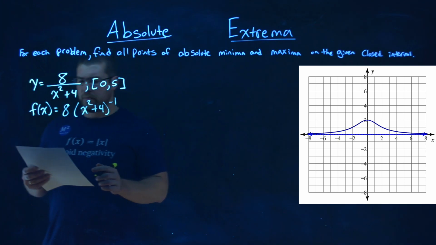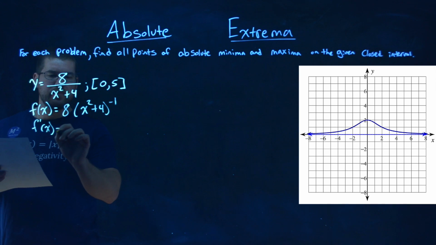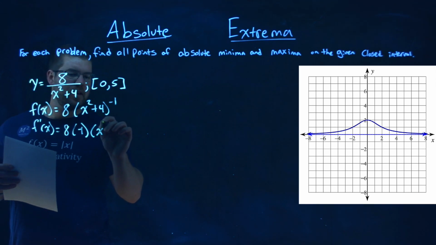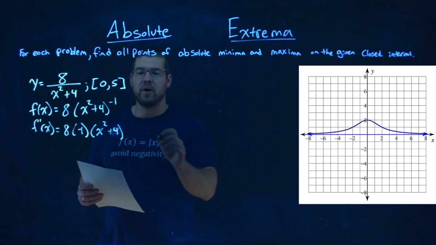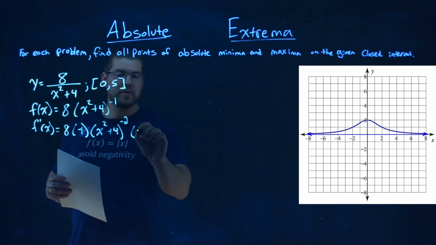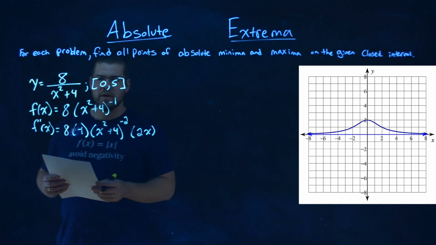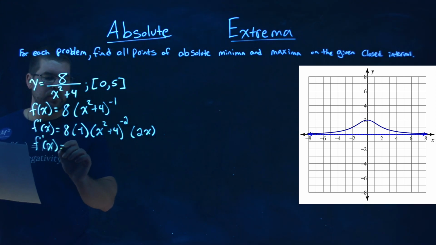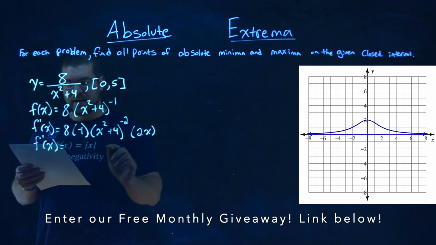From here we use our power rule and a chain rule to find our derivative. 8 stays out front, bring down the negative 1, keep the inside the same, x squared plus 4, and our exponent is subtracted by 1, negative 2. Multiply by the derivative of the inside, which is 2x. Now let's simplify this a little bit. We have f prime of x, and we multiply it out. 8 times negative 1 is negative 8, times the 2x is negative 16x.